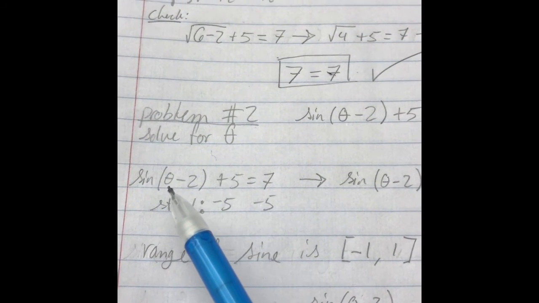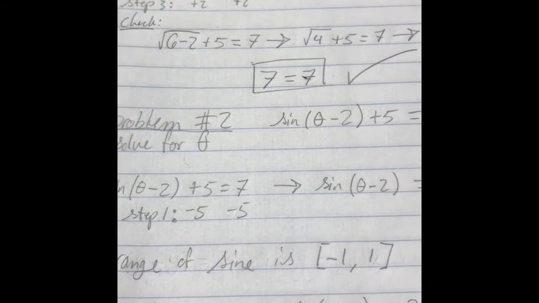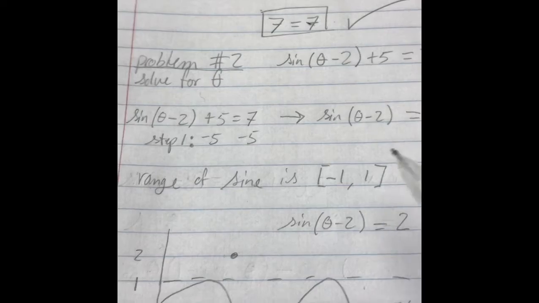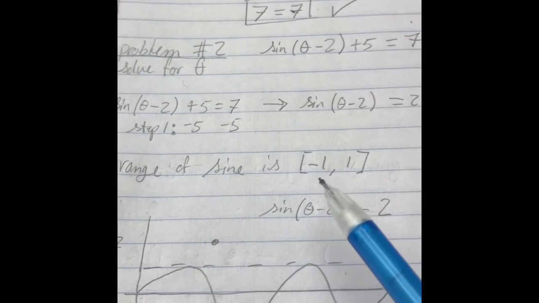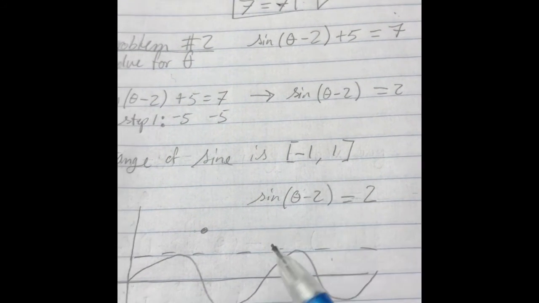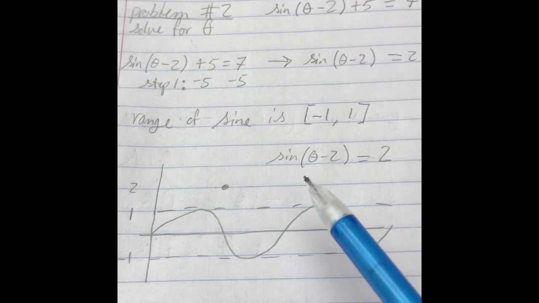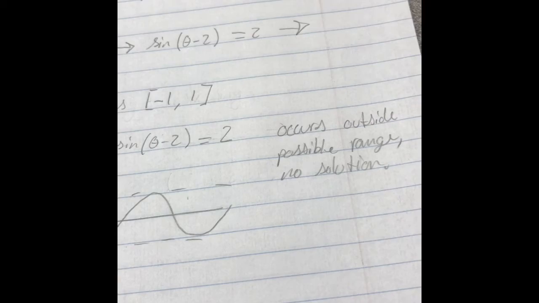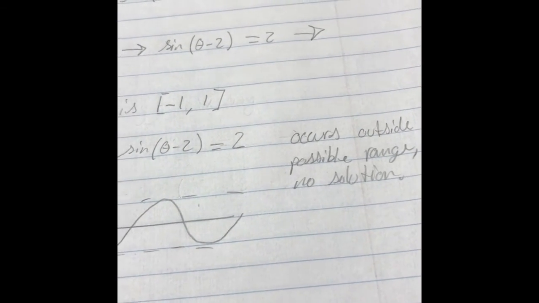And then problem number 2, we see that the first step is to subtract 5 from both sides in sine of theta minus 2 plus 5 equals 7. And that gives us sine of theta minus 2 is equivalent to 2, but given that the range of sine is -1 to 1, sine of theta minus 2 equals 2 is outside of the possible range, so it's not possible to solve for.